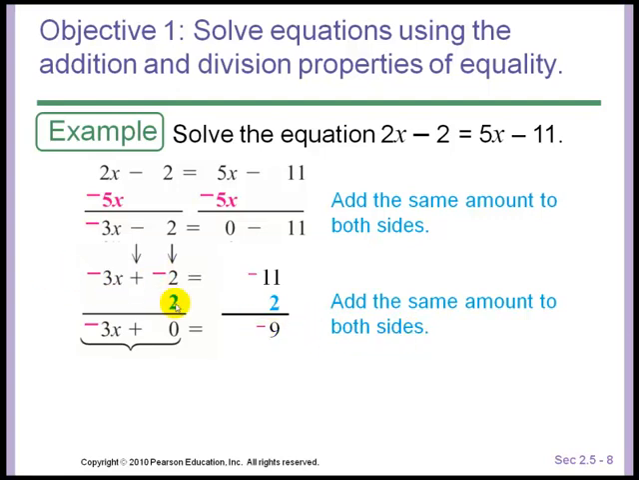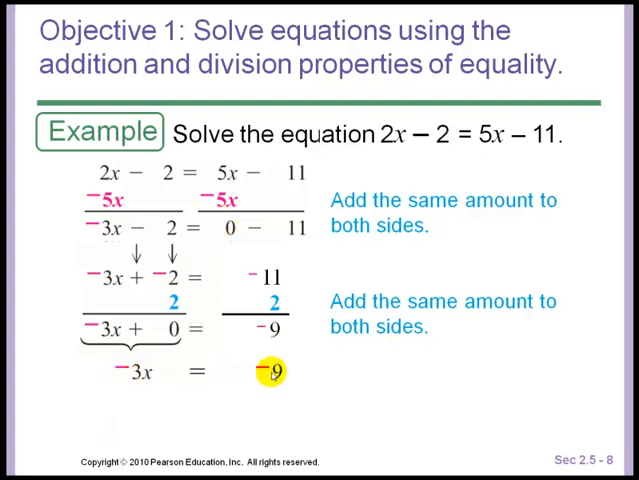So a negative 2 and a positive 2 is 0. Negative 11 and positive 2 is negative 9. Again, negative 3x plus 0 is simply negative 3x. That's why we chose to do this. Most people don't write these zeros. That's okay as long as you're getting the right answer.